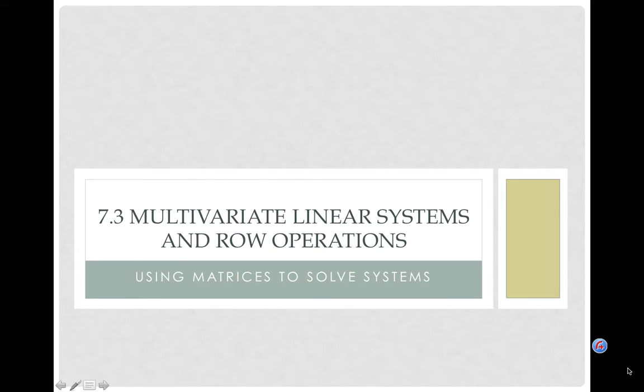All right, ladies and gentlemen, welcome to 7.3, multivariate linear systems and row operations. It's quite a mouthful, but multivariate just means multiple variables, more than what we're used to in linear systems. You might remember from section 7.1, we were dealing with linear systems with only 2 variables. Now we're going to be moving into 3 variables and possibly even 4 variables. The more variables you have, the more equations you're required in order to solve them.